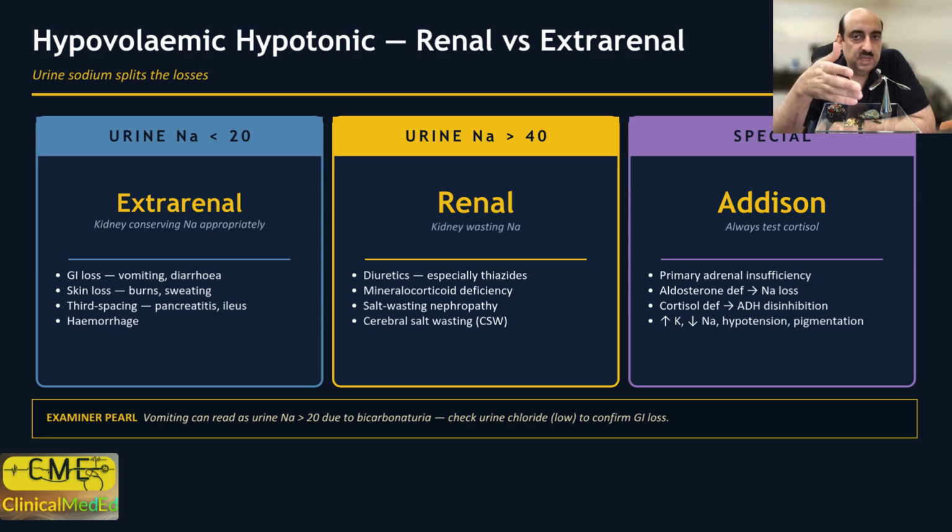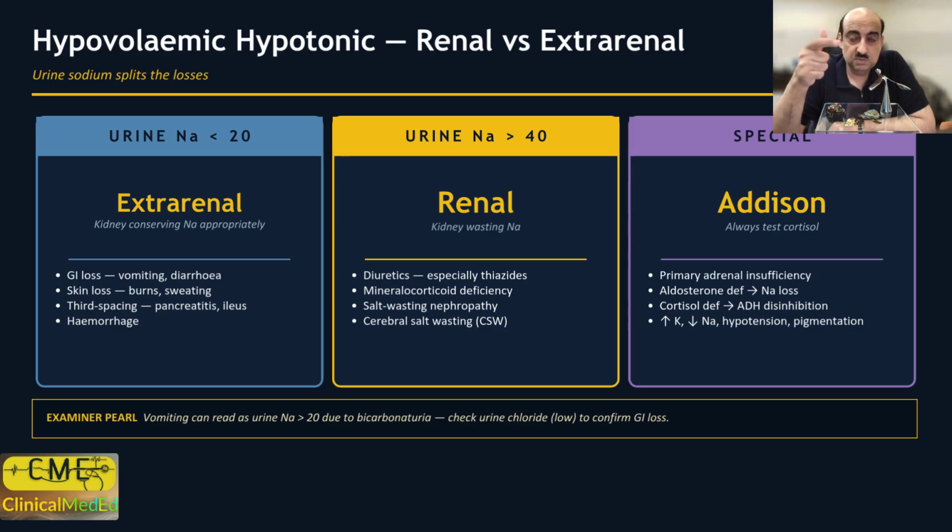So bicarbonate will be high. Now to maintain electroneutrality, the kidneys will have to lose bicarbonate. So that will lead to bicarbonaturia. Because bicarbonate is negatively charged, it has to be accompanied by a positive ion. So that will be either sodium or potassium.